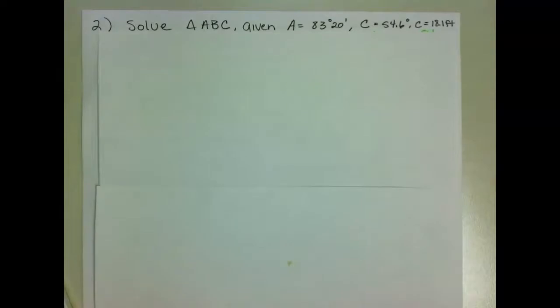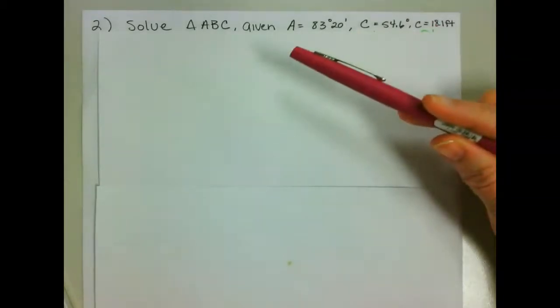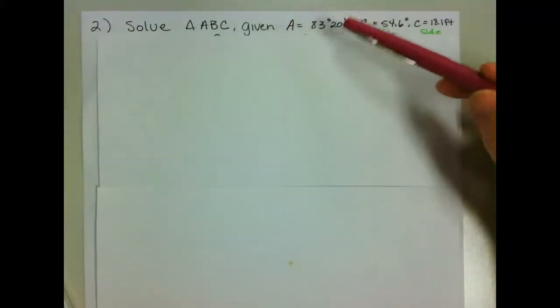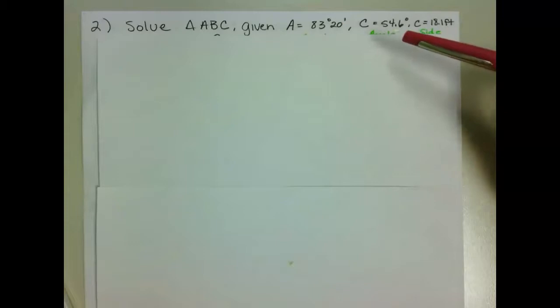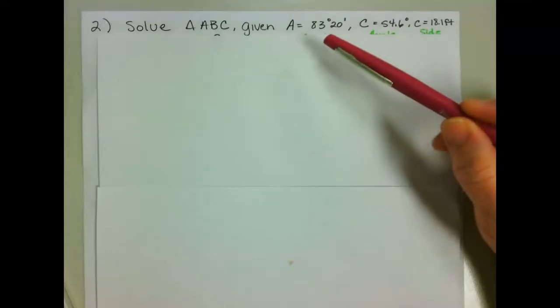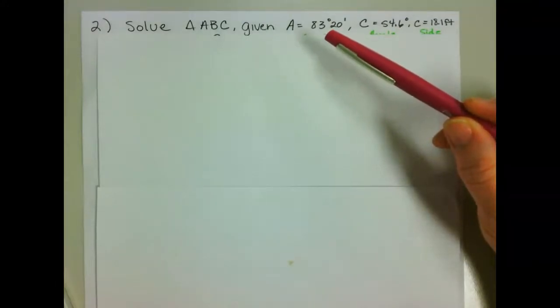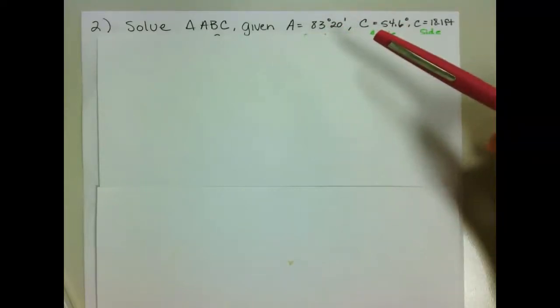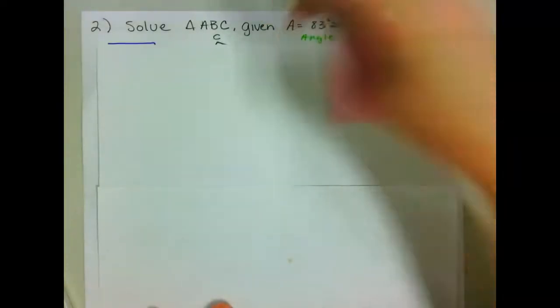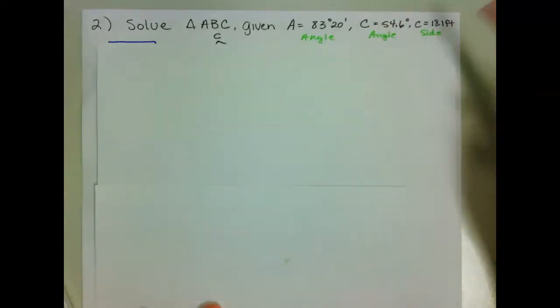I know this is a little bit longer, but this case just takes a little longer with that ambiguous case to explain. Okay, so now on number 2, we have our triangle. We're given A is 83 degrees 20 minutes, B is 54.6 degrees, and C is 18.1 feet. So this is a way to break down a degree into smaller increments. You can break it down into minutes, and then you could break a minute down into smaller increments, which are seconds. So in this particular triangle, we have these 3 types of information.